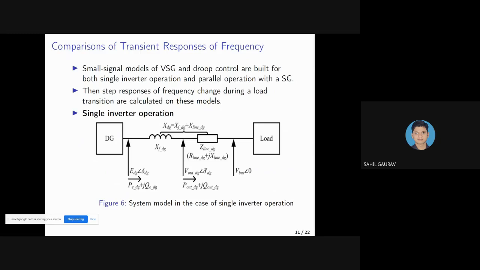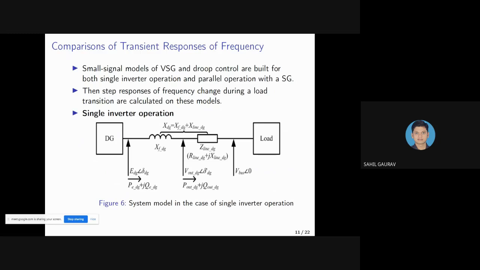If a lower df/dt comes, that indicates larger inertia, and that is preferable. If a larger df/dt comes, that indicates a smaller inertia. And we know that a larger df/dt may lead to unnecessary tripping and load shedding, which is unavoidable.